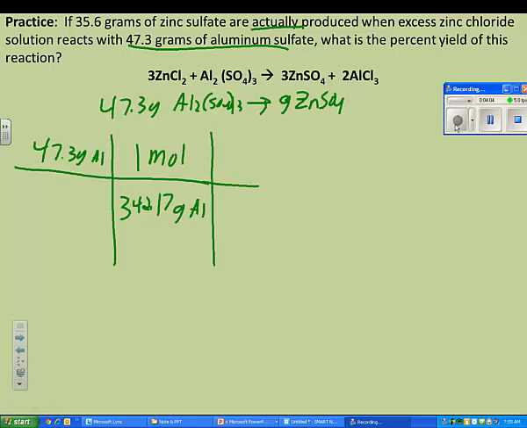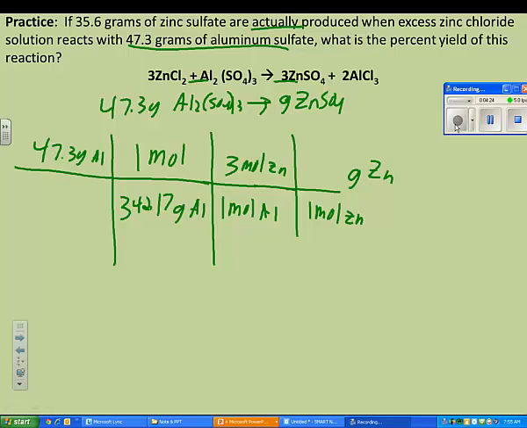Now you do the mole ratio. We have 1 mole of aluminum sulfate for every 3 moles of zinc sulfate. Now you convert away from moles, so 1 mole of zinc sulfate. We're going to grams of zinc sulfate. So you have to do the molar mass again. This is zinc sulfate, which gives you 161.48. Calculate that, and that gives you 66.97 grams. Remember, that's your theoretical.